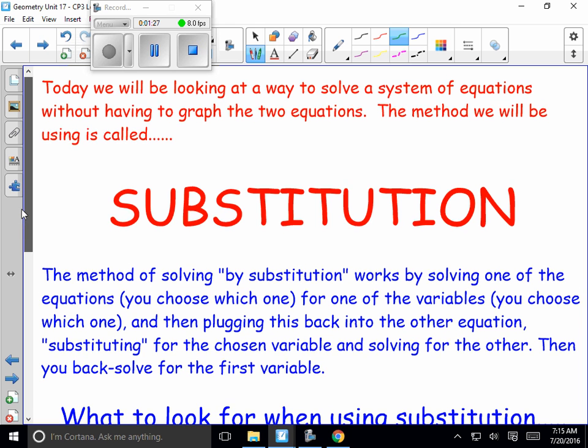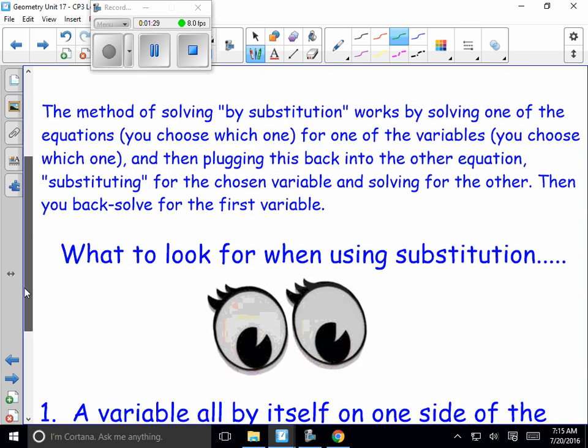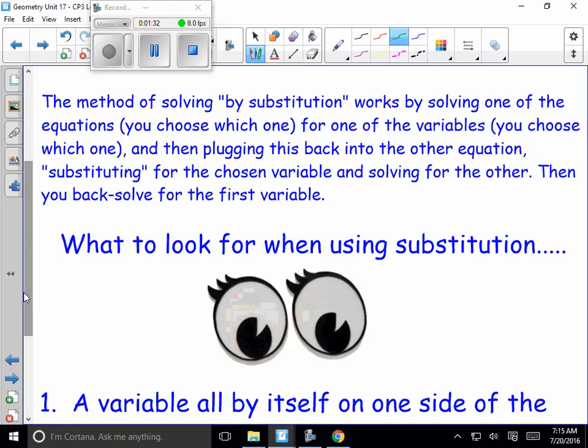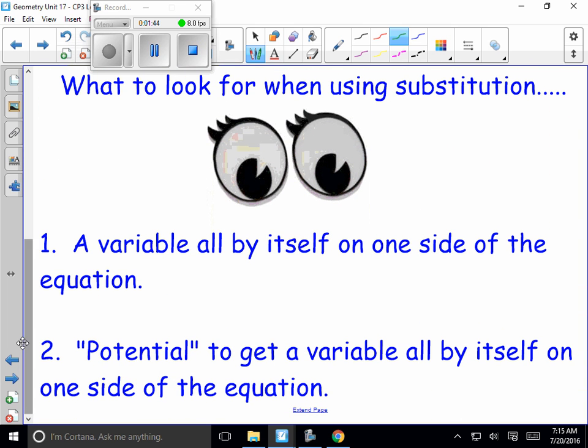So when we're using the substitution method, what we want to do is look at the two equations, and hopefully one equation is already an x equals or a y equals. So that's the very first thing that we're looking for. And the second thing is, is there a quick potential to get a variable all by itself on the other side?